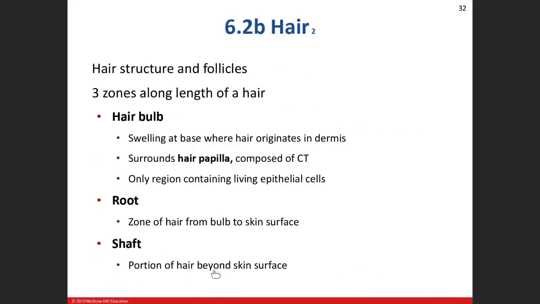Okay. So keep in mind, we already saw this before. The root is below the skin surface, and then the shaft is going to be beyond the skin surface. When we talk about the bulb, that's where we're going to see the actual dividing living epithelial cells before they start to undergo the keratinization process. Around the bulb, we have this structure called the hair papilla. It's made up of connective tissue, which is going to offer support and protection to the living tissue inside.